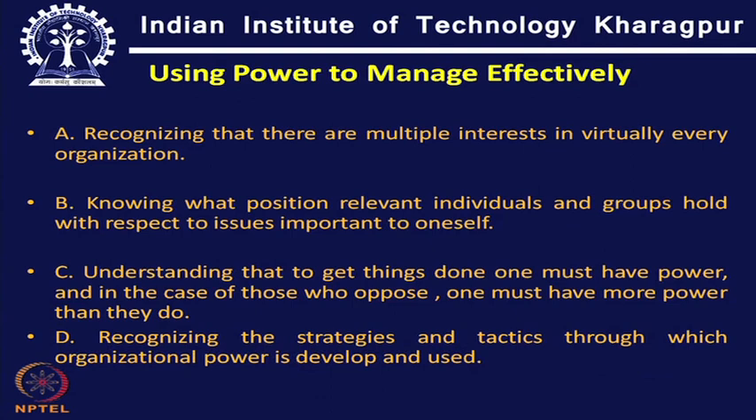How do we use power to manage effectively? By recognizing that there are various interest levels in the organization, and these various interest levels are the pockets where powers reside, either due to structure, or expertise, or because you can reward, or some other reason. Through the power that we have, any of the five powers mentioned, we need to reach all these people with different interests.